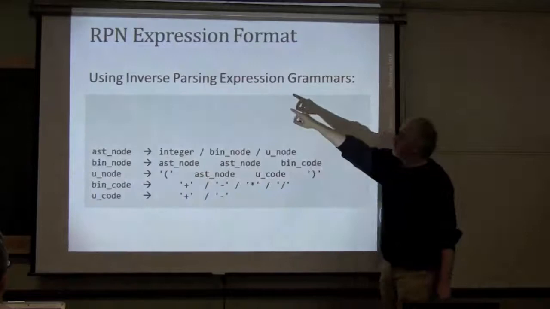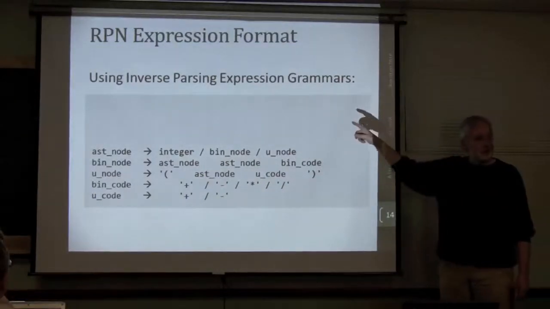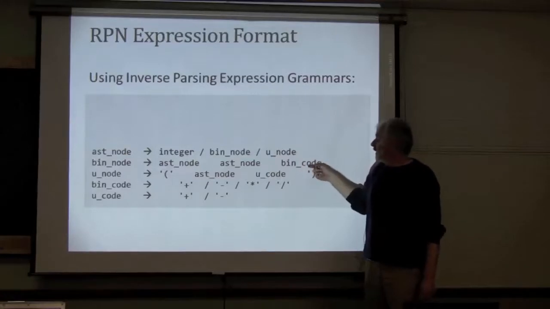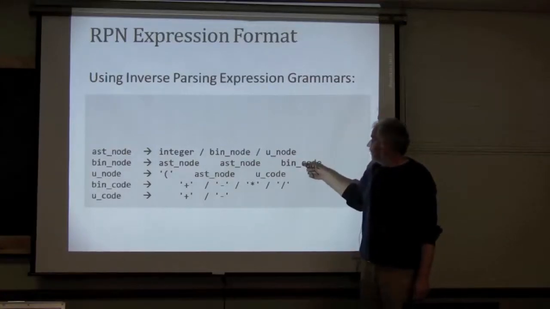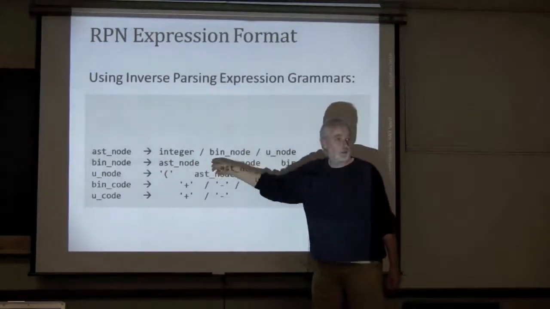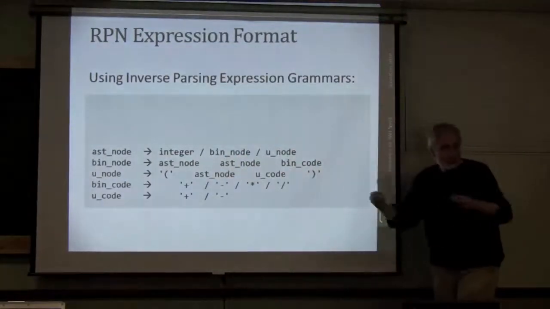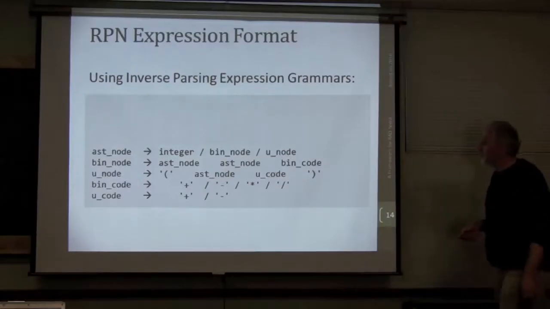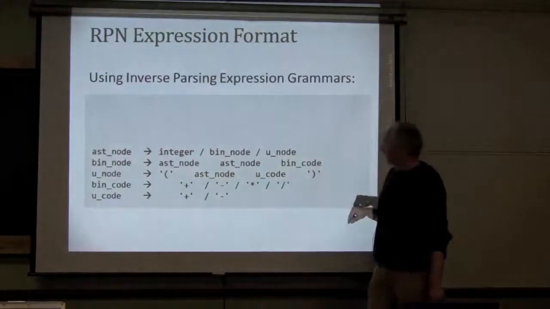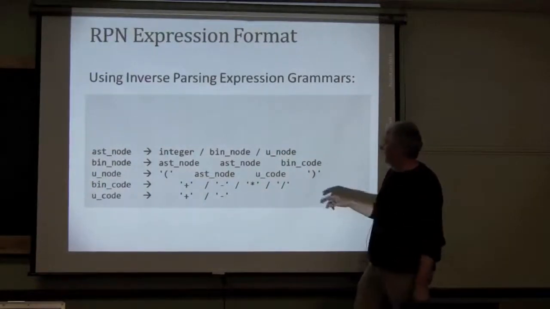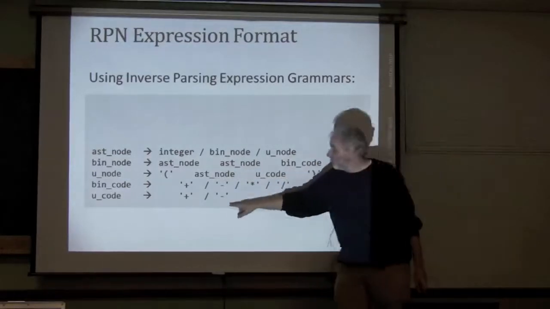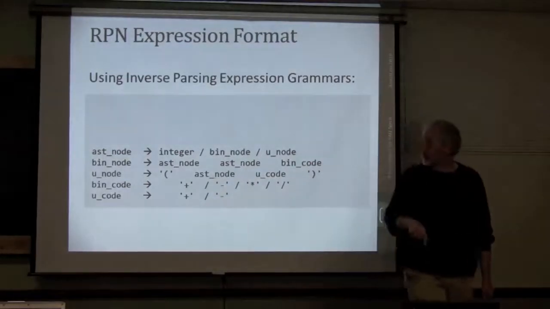Okay, I'm writing a reverse Polish notation expression generator. If I wanted to write an infix expression format, I just would move the binary expression in between the ASTs and I would get the normal mathematic expression. A unary node is, okay, these parentheses we put there just for brevity and to avoid ambiguities, an AST node followed by some unary operation, where the unary operation is either a plus or a minus.